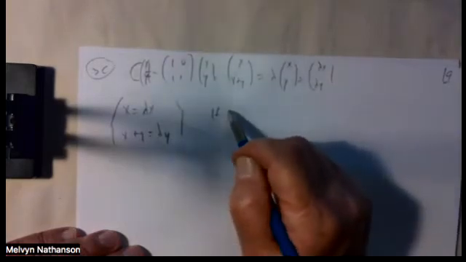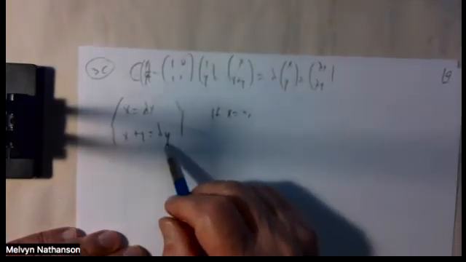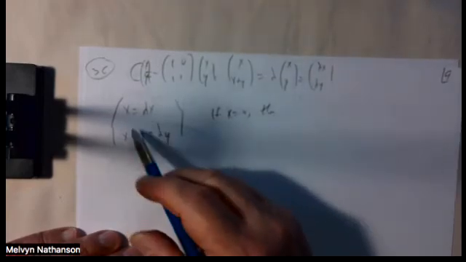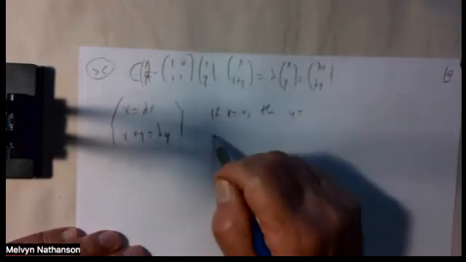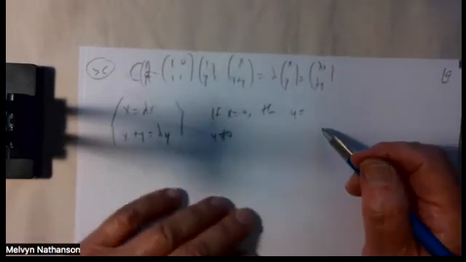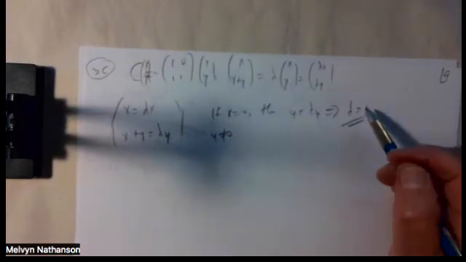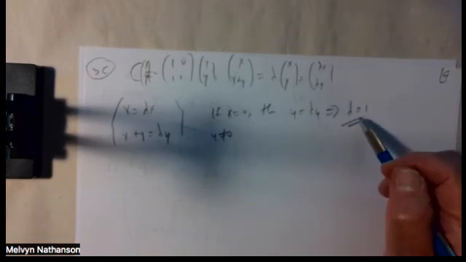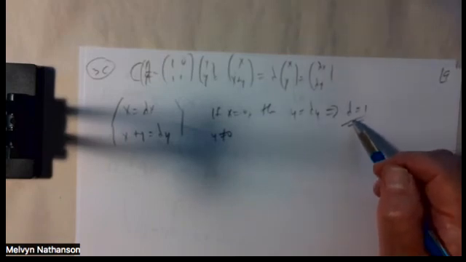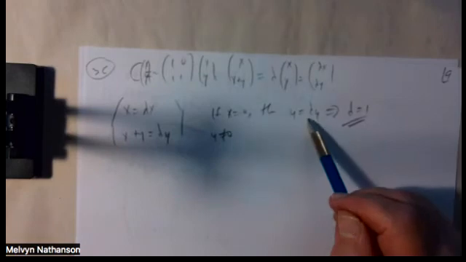Now, if x equals 0, then y has to be different from 0 if lambda is an eigenvalue. So y equals lambda y implies lambda equals 1. So if x equals 0, lambda has to equal 1. And if lambda equals 1, y can be anything. So I can take E1 to be the vector x equals 0, y equals 1.